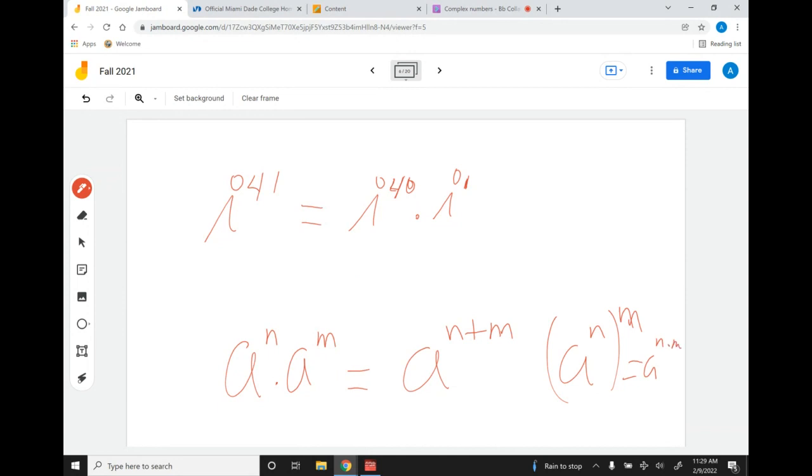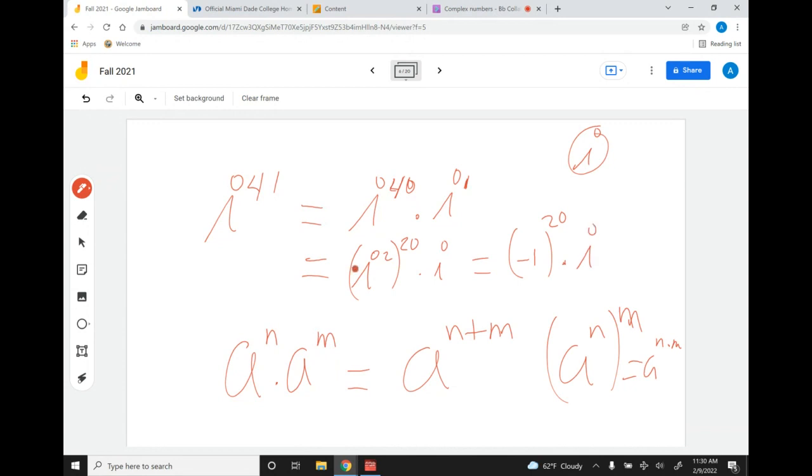You multiply the exponents. So in this case, i is i. That's just i to the first power. What about i to the 40th? How do we break it down? Let's do i squared, all of it raised to the 20th power. So what is i squared? i squared equals -1, to the 20th, times i.